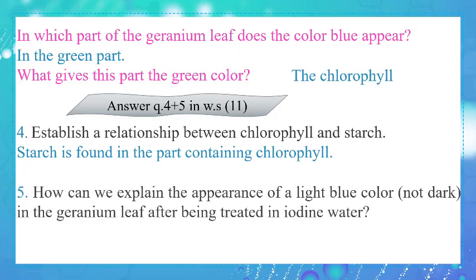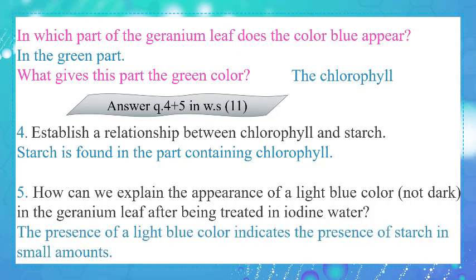How can we explain the appearance of a light blue color, not a dark color, in the geranium leaf after being treated in iodine water? Why do we have a light color, not a dark color? What does the intensity of color indicate? It indicates the quantity of starch. So when we have a dark blue color, this means a high quantity of starch, while a light blue color indicates a low quantity of starch. So we say the presence of a light blue color indicates the presence of starch in small amounts.